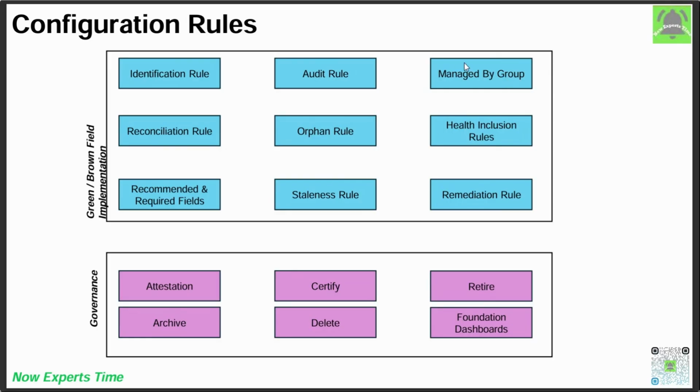That means if some certified CIs or attested CIs are not there, whom should I ask? That clarity can be derived via this managed by group. So please configure this managed by group. It is also a very simple configuration, available in your CI Class Manager itself. If these items are clear, they all support your CMDB maturity. Either create or fine-tune it, depending on your business requirement.